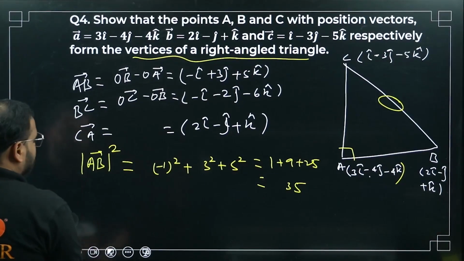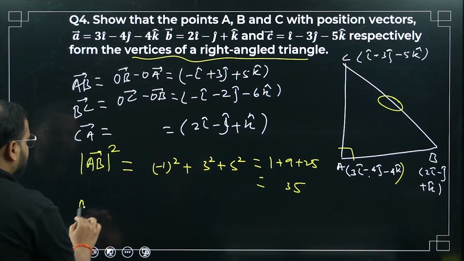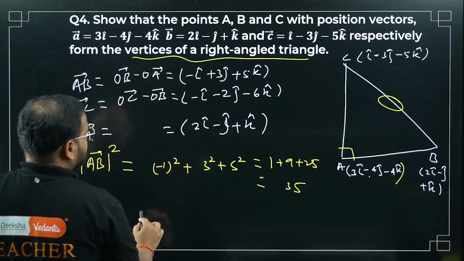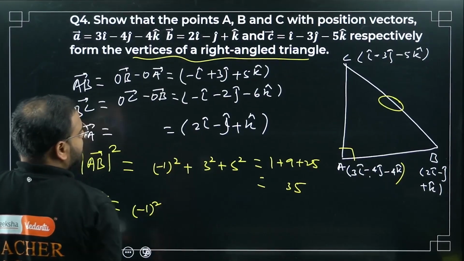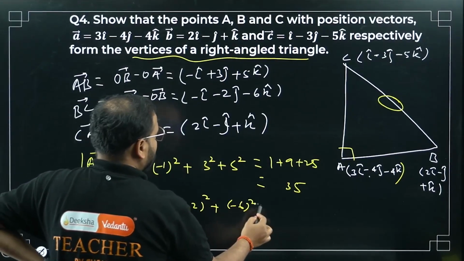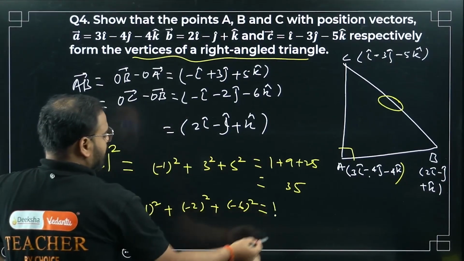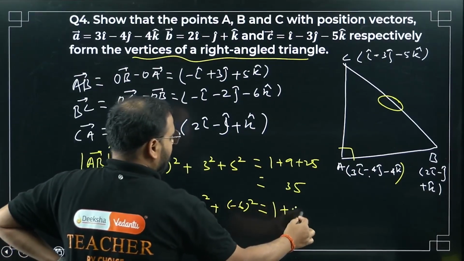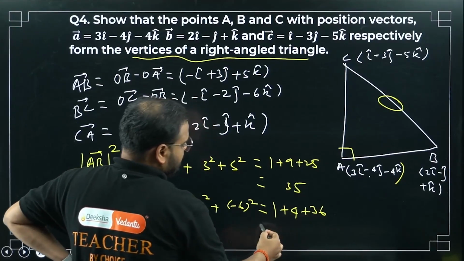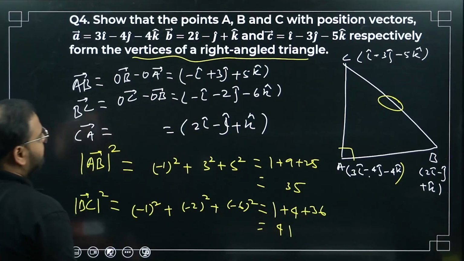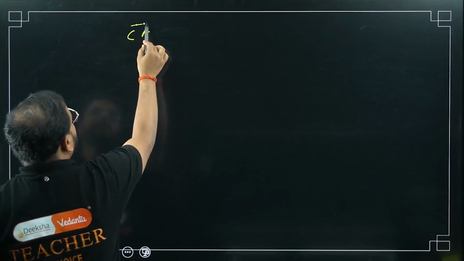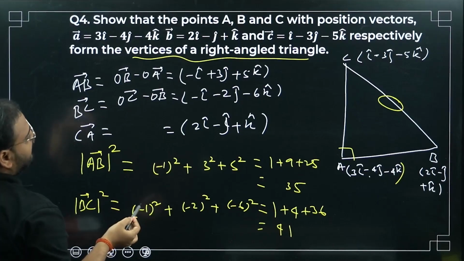Now great. Let's find BC also, same way. Vector BC square. How much will that be? From here I can find it out. X component is minus 1, so square, plus minus 2 square, plus minus 6 square. 1 square is simply 1. 2 square is 4. And 6 square is 36. 36 plus 4 is 40, plus 1, 41. Now I have to do the last one. I'm getting CA as 2i cap minus j cap plus k cap.